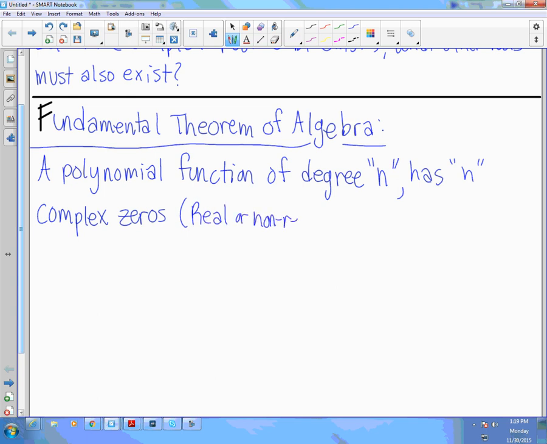These complex zeros can either be real or non-real. What does it mean if it's non-real? Imaginary, right? And some of these zeros may be repeated. A polynomial function of degree n has n complex zeros.